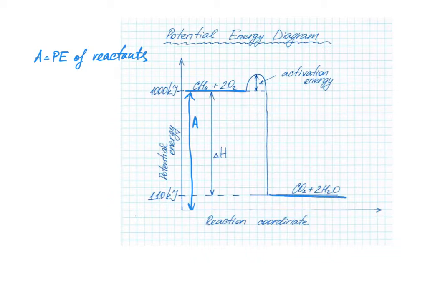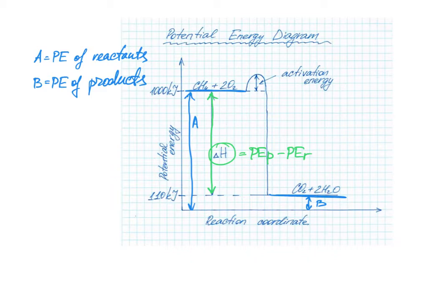Right here, there is the potential energy of the products. This is the amount of potential energy of the products. The difference between those two levels would be the heat of reaction. Heat of reaction is the potential energy of the products minus the potential energy of the reactants.